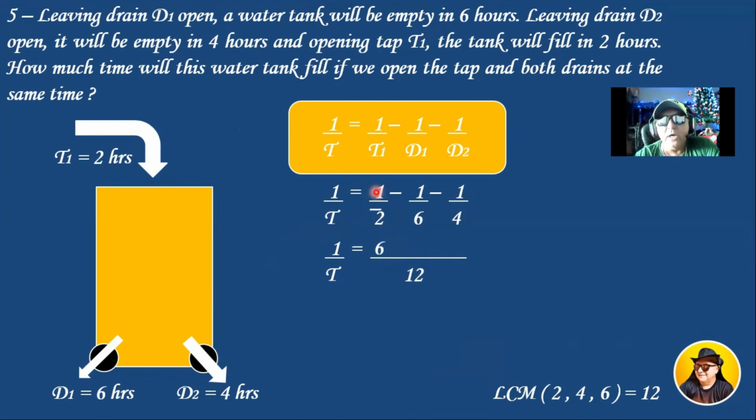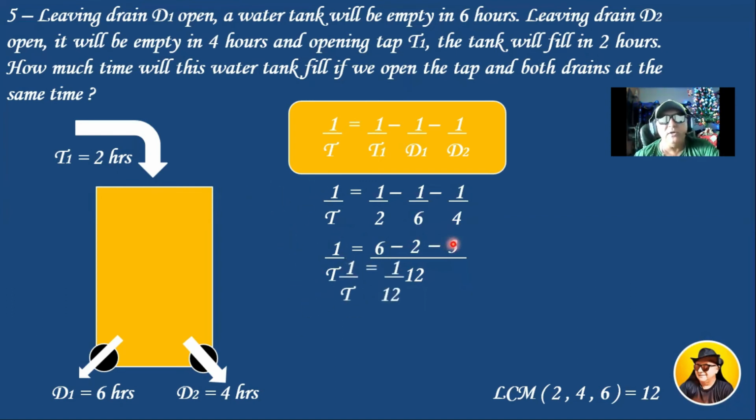Minus 12 divided by 6 is 2. 2 times 1 is 2. Okay? Minus 12 divided by 4 is 3. 3 times 1 is 3. Now let's operate. 6 minus 2 is 4. 4 minus 3 is 1.